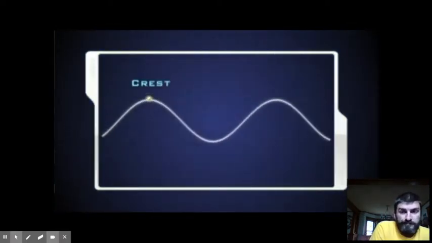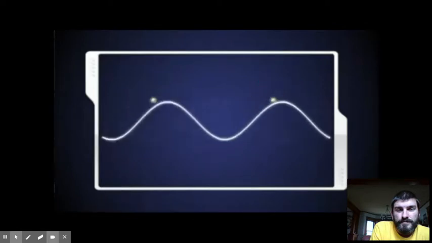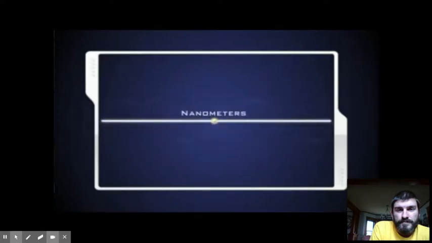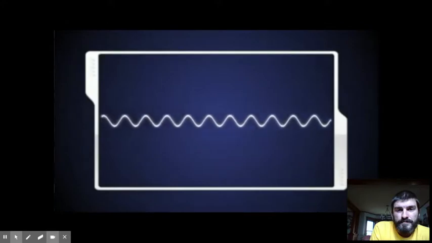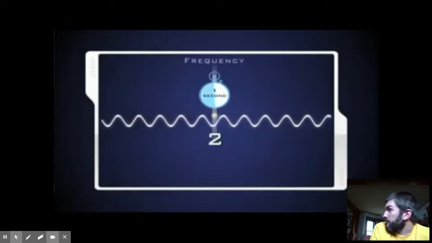EM waves have crests and troughs like ocean waves. The distance between crests is the wavelength. While some EM wavelengths are very long and are measured in meters, many are tiny and are measured in billionths of a meter, nanometers. The number of these crests that pass a given point within 1 second is described as the frequency of the wave.